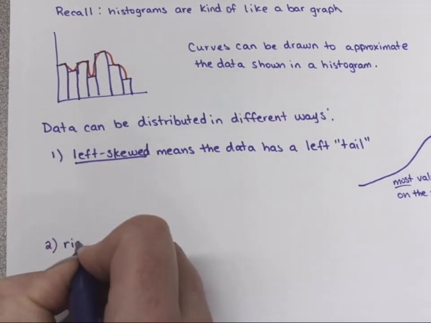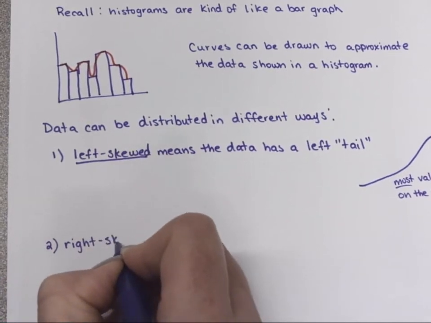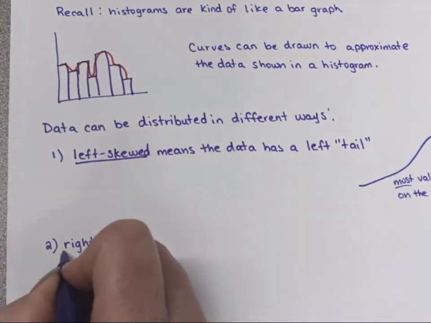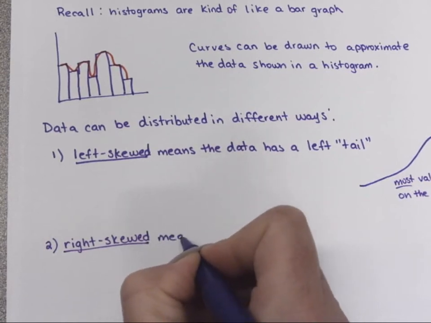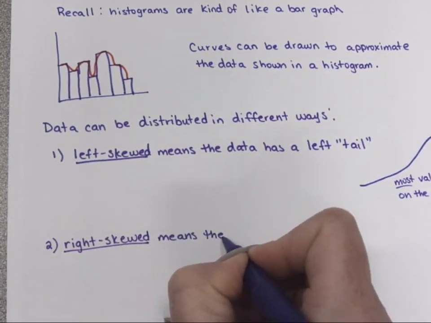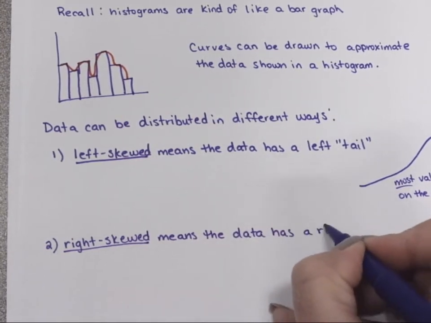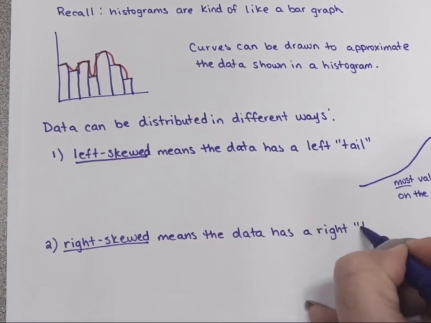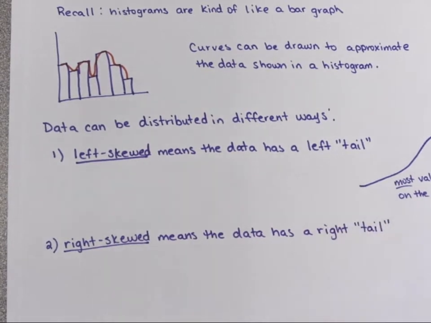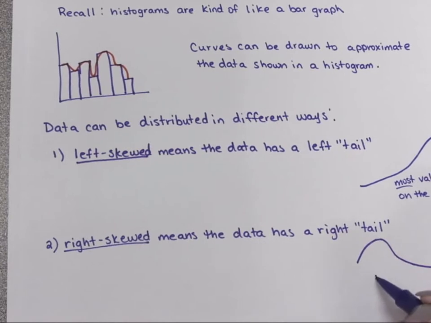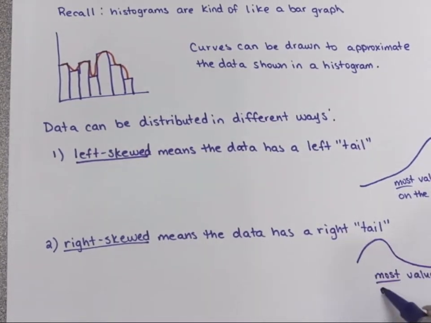So right skewed is going to mean that the data obviously has a right tail. So it might look like this. The peak would be over here, and then it would kind of trail off to the right. Okay. Notice here most of the values are on the left.